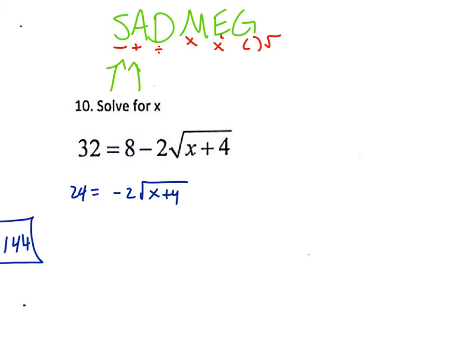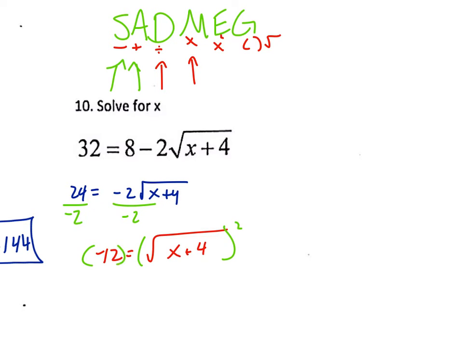So if we subtract 8 from both sides, you see you're left with the 24 on this side, negative 2 times that. Well, the next steps here, we've got division, multiplication. Your negative 2 is being multiplied by this radical term, so let's divide negative 2 from both sides. And now we've got negative 12 equals the square root of x plus 4. Well, we can undo that square root with a square. We square the other side, you get positive 144 equals x plus 4. Then we can take away 4 from both sides and you get x equals 140 as your final answer.